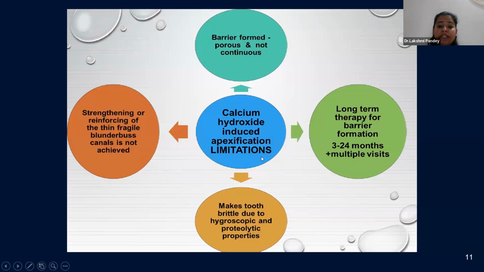Then the tooth becomes brittle. This was the biggest problem, because if you give calcium hydroxide for a longer time, the chances of tooth fracture or brittleness increase, because of the hygroscopic and proteolytic properties of calcium hydroxide. Then strengthening or reinforcement of the thin, fragile blunderbuss canal is not achieved when we use calcium hydroxide. Because of all these problems faced with calcium hydroxide, we turned to newer materials like MTA and Biodentine.